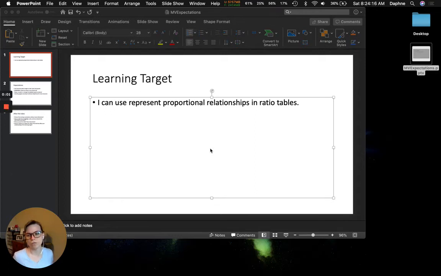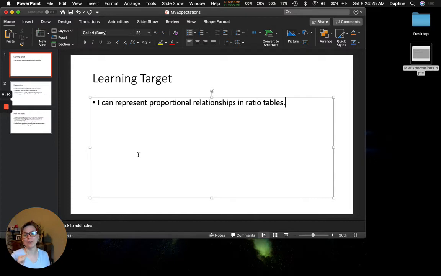All right, so Potty Math teacher, awesome. Learning target: I can represent proportional relationships in ratio tables. Let's have some proper grammar.